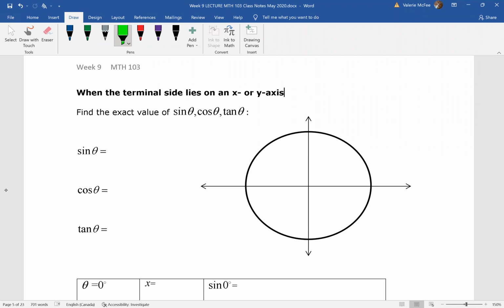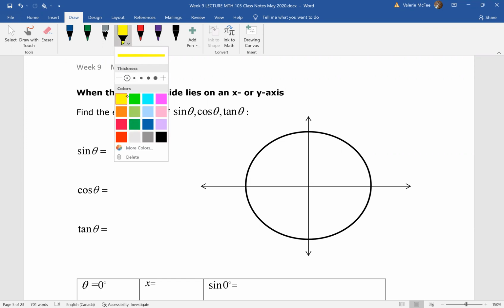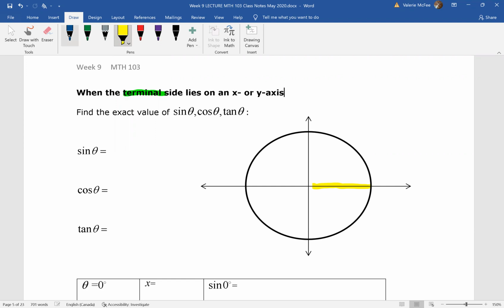Remember what we said about the terminal side. We said that that is the side that stops. So we have our initial side. That's where we start, where our angle is 0 degrees. And then our terminal side is where we're going to stop our angle. We want to look at terminal sides that stop on the X or the Y axis.